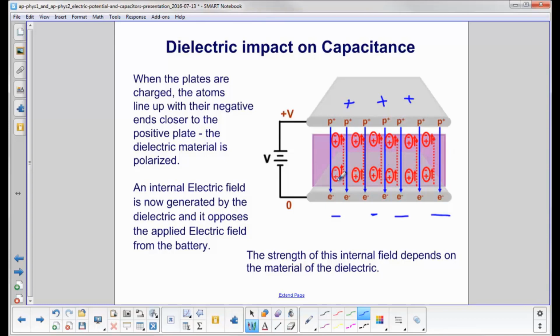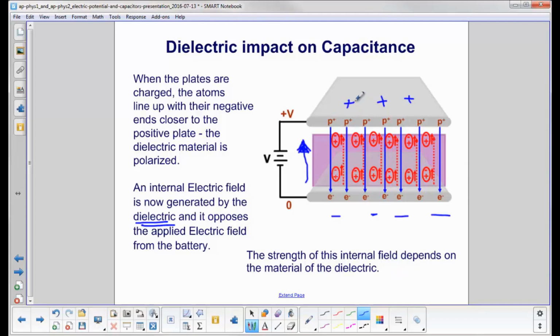So if I have a positive here and a negative here, what does that look like? That looks like an electric field in that direction. So what have we created here? We have an internal electric field generated by the dielectric, and it opposes the applied electric field from the battery. The strength of this field is going to depend on the material of the dielectric, how polarized the atoms were in the beginning, and how easily they respond to an external field.